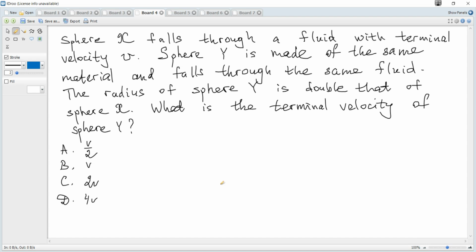Sphere X falls through a fluid with terminal velocity v. Sphere Y is made of the same material and falls through the same fluid. The radius of sphere Y is double that of sphere X. What is the terminal velocity of sphere Y?